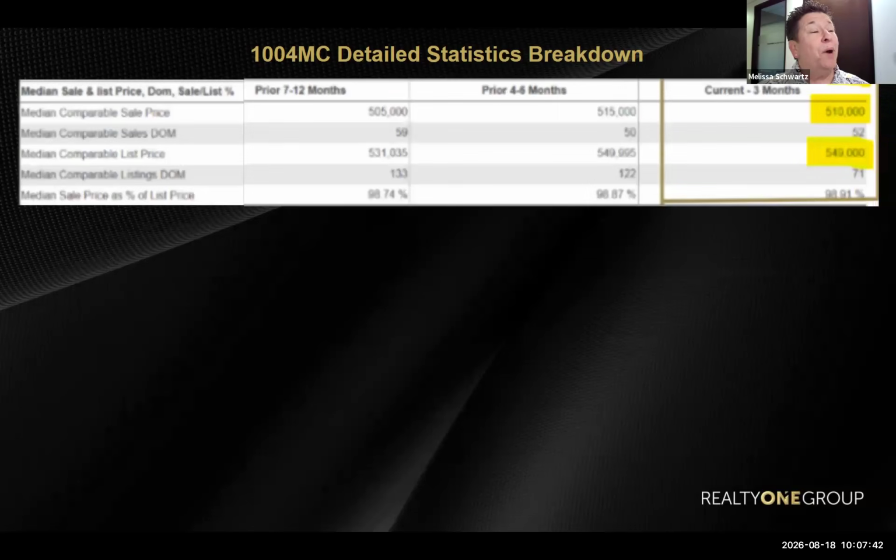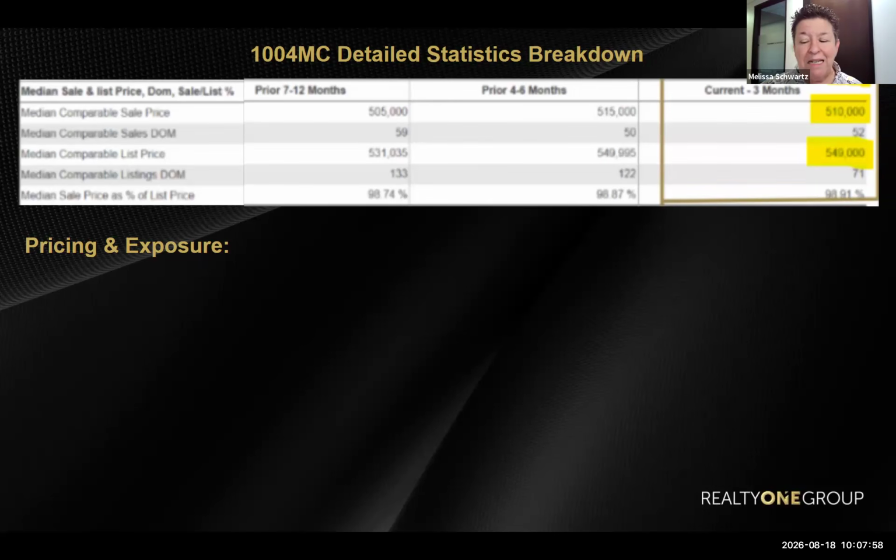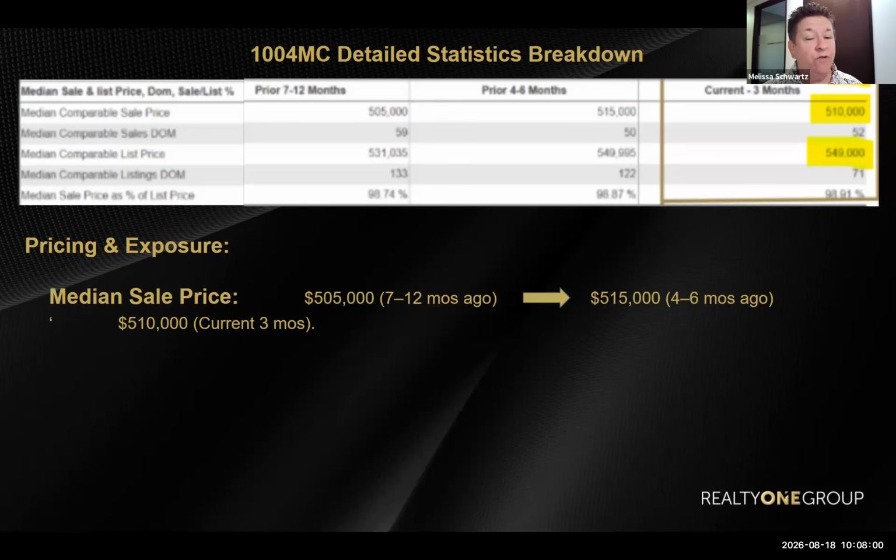So let's look at the bottom half of the chart, right? This is talking about the sales price, days on market, list price, and then the median percentage, right? So this is talking about pricing and exposure. What is happening when things are being listed and how are they moving forward?